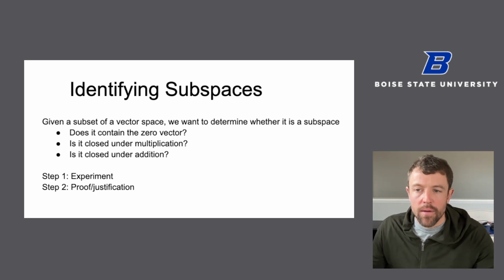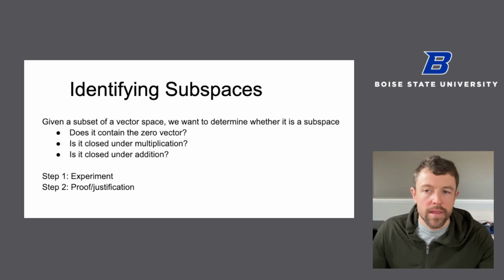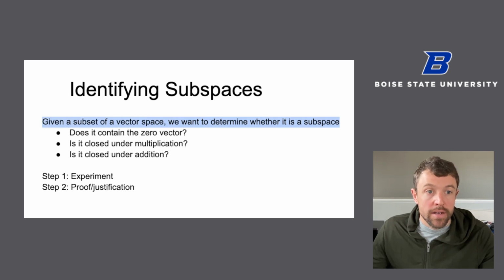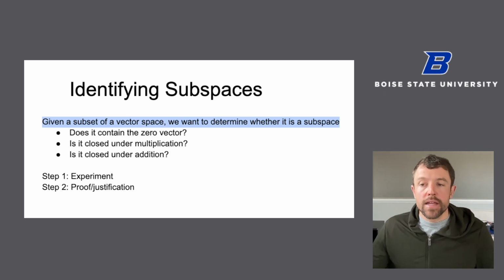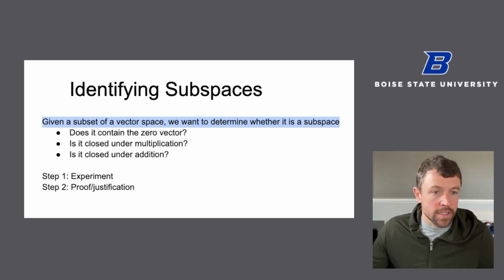In this video, I want to explain how I think about the process of determining whether a subset of a vector space is a subspace of that vector space. Or in other words, given a subset, is it actually a subspace? There are three things we need to check to see if something's a subspace.